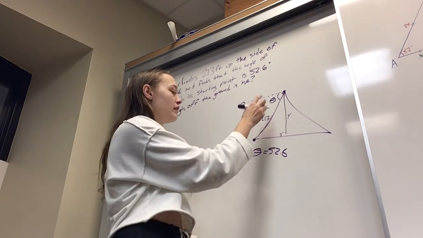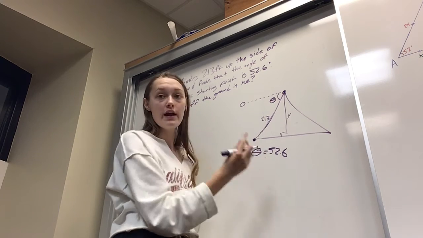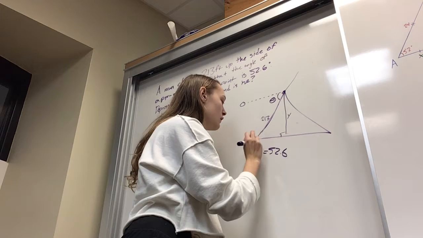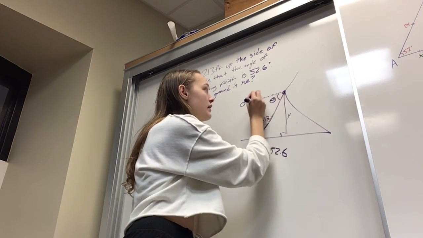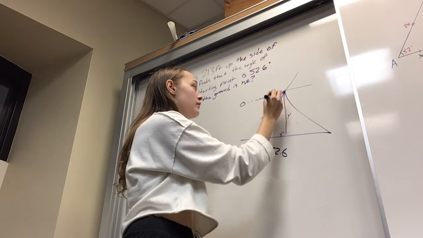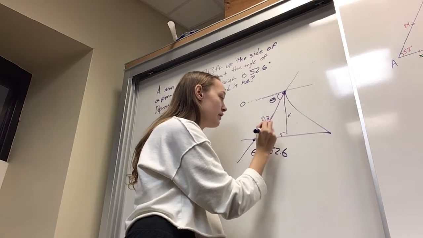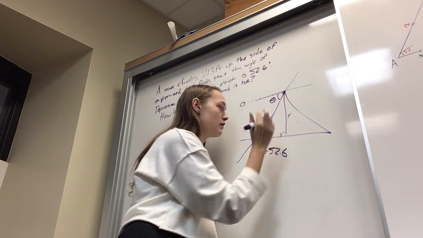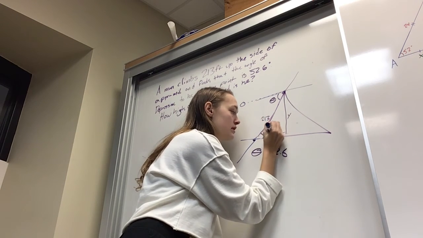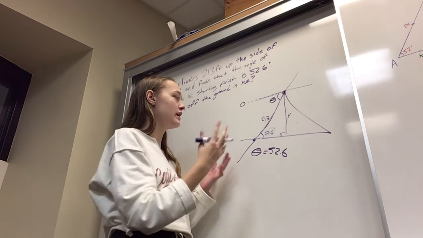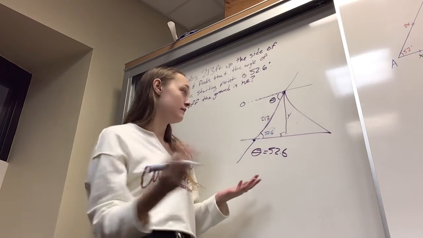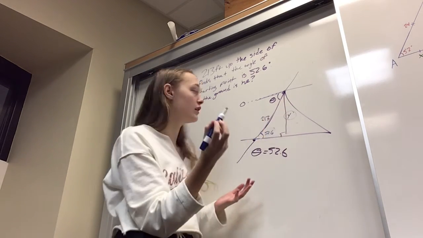So we know that theta over here is 52.6, and by the parallel line theorem learned in geometry, if these lines right here are parallel, which they are, this angle theta is equal to this angle theta. So we know that this right here is 52.6. Next, we can figure out, using sine and cosine and tangent, what the height of our pyramid is.